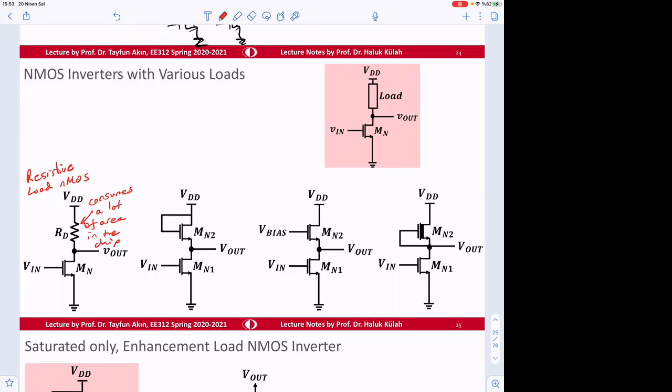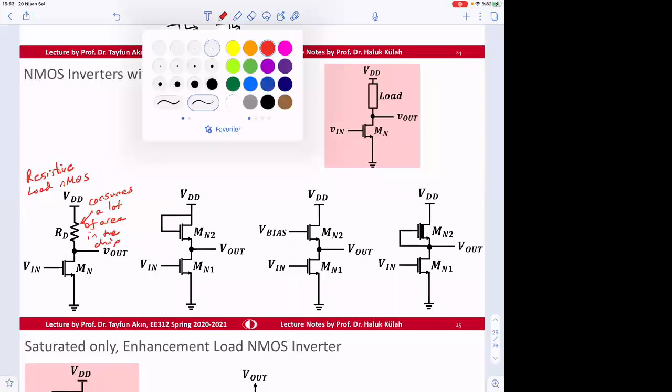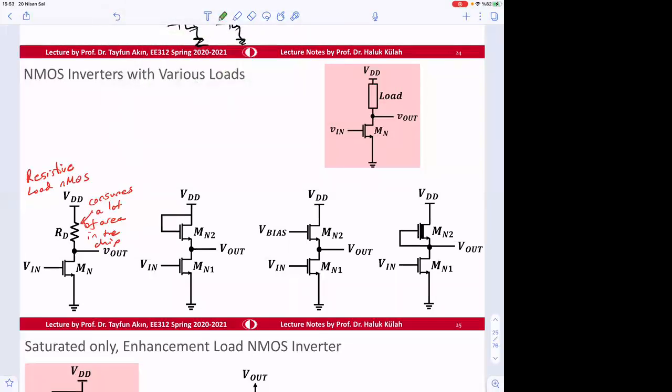So therefore, people started to investigate how to implement the load in a different way, in a smaller area. And one approach is to use maybe another transistor as the active element. So here is one version. We will see the advantages and disadvantages of this version also.